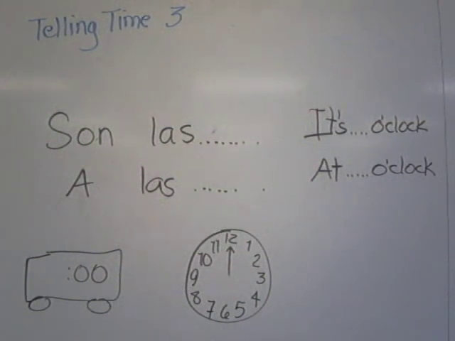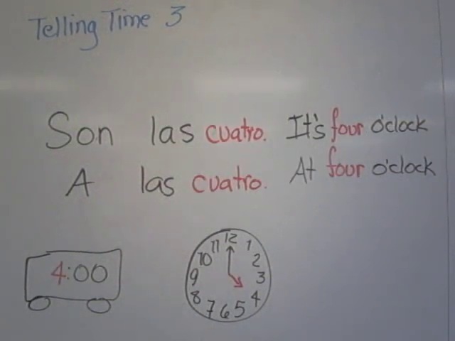In telling time in Spanish 1, we learned that there are two important phrases when telling time. Son las, if you're telling what time it is right now, and a las, if you're talking about at what time you're going to be doing something. So if it's 4 o'clock right now, we would say son las cuatro. It's 4 o'clock. Or if I'm doing something at 4 o'clock, I would say a las cuatro.